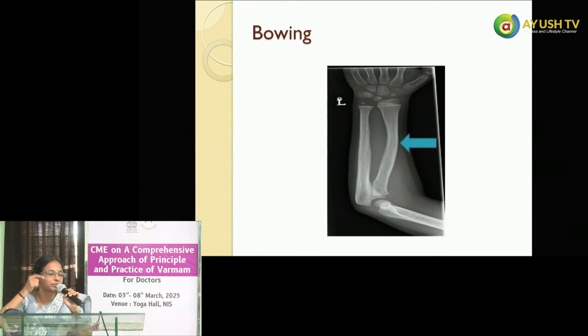So at the place the arrow is pointing, this is actually an X-ray of a child. They have imaged the two bones of the forearm with the wrist joint. In that, the radius bone has bent like a bow. So that is called a bowing fracture.